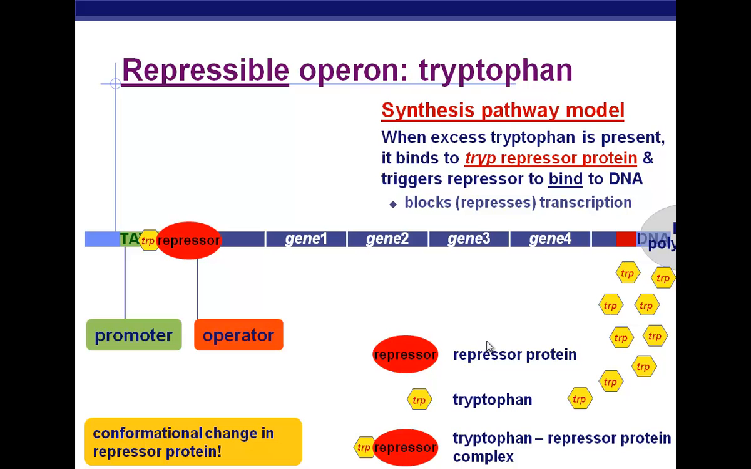Now, again, we look ahead and we say, okay, well, eventually all the tryptophan is going to get used up, which means it won't be there to bind with the repressor anymore, which means this repressor protein won't bind with the operator. Therefore, RNA polymerase will once again be able to come in, transcribe and translate, and make more of the tryptophan.